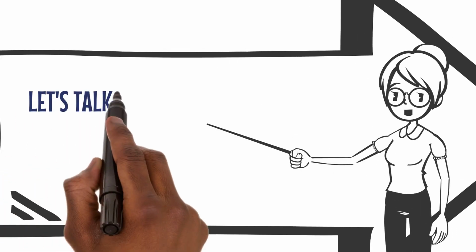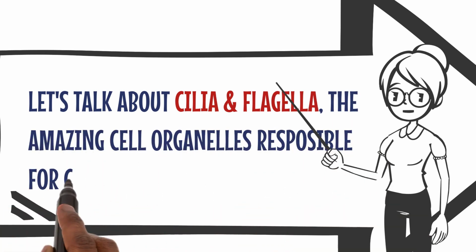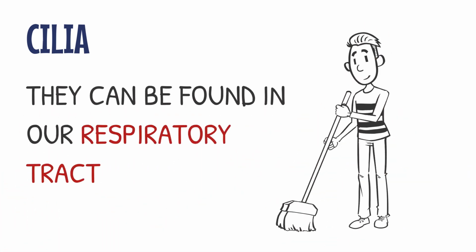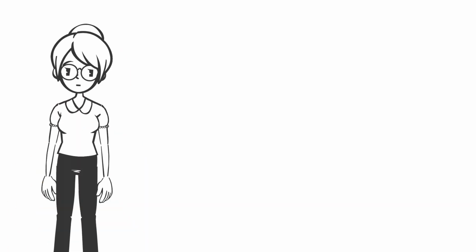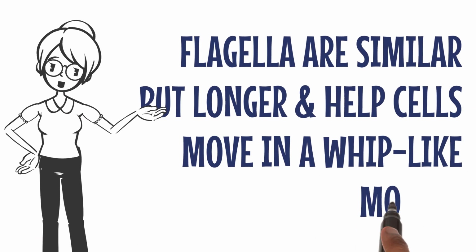Now, let's talk about cilia and flagella, the amazing cell organelles responsible for cell movement. Cilia are tiny hair-like structures that help move substances along the cell's surface. They can be found in our respiratory tract, helping to sweep away dust particles. Flagella are similar but longer and help cells move in a whip-like motion.